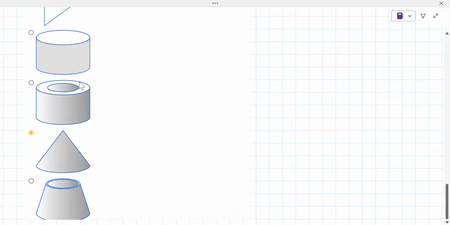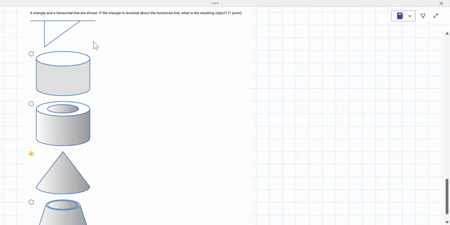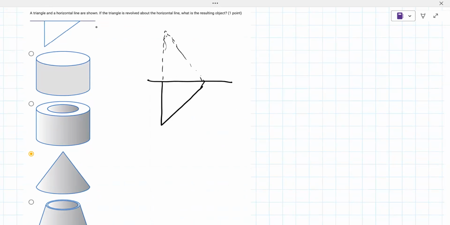So you'll see this again in calculus 2. It says a triangle and a horizontal line. So the triangle is revolved around the horizontal line. What is the resulting object? So at a minimum, what you can do here is frame it on the other side, and then that might give you some idea of what it is. Got it. So in this case, it's the cone.